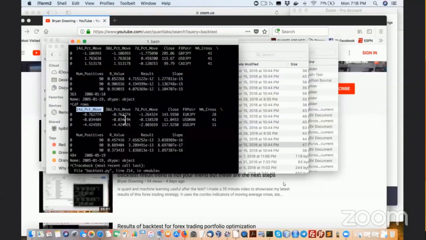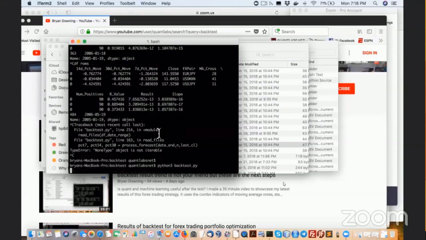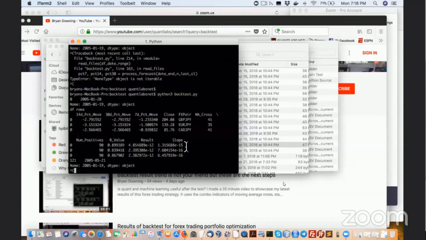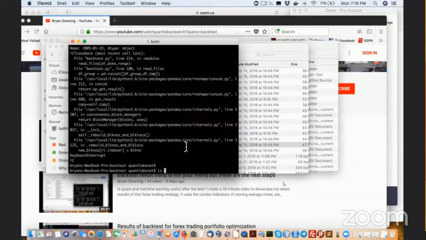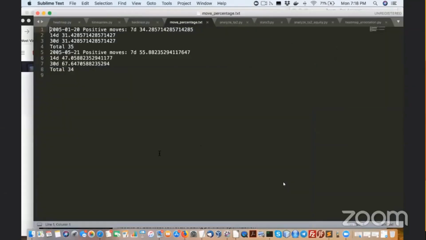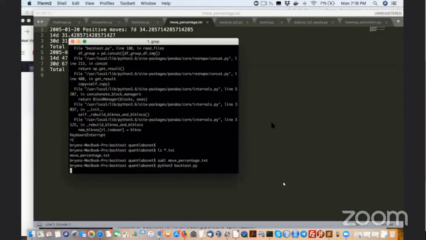Okay, so when you run this for the whole time period, I'm going to let it run in the background. Let me just show something else here. There's a text file that I'll load up, and I'm going to let this thing run in the background. Okay, so let me go back to my terminal here.